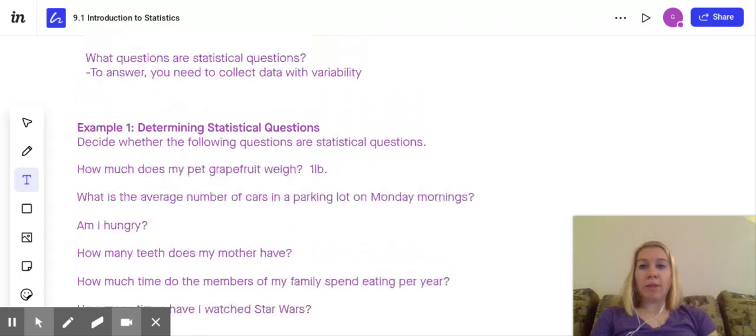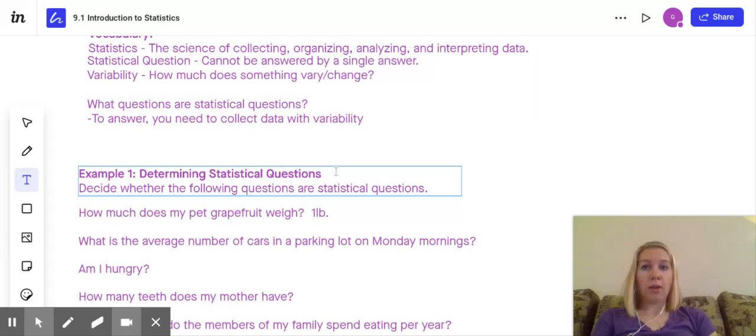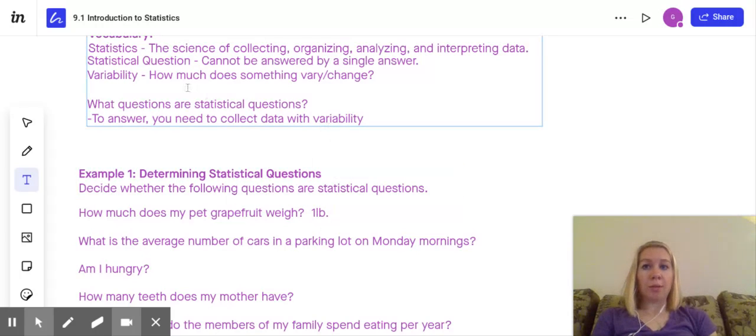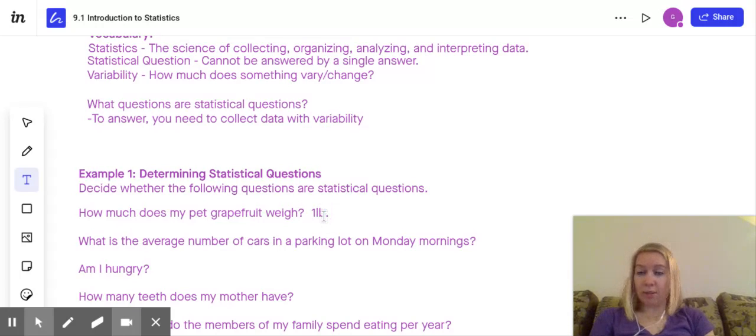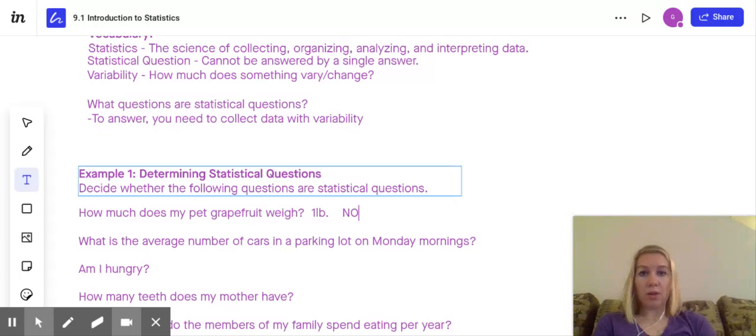Now, let's recall statistical questions. To answer, you need to collect data. So we have our data, 1 pound, with variability. Remember, variability means that there's some variety or there's a change. So that doesn't really give us any variability. It's just a one number answer. It weighs 1 pound and that's it. So this is not a statistical question because our answer is just one single number. Okay, so I'm just going to say no.